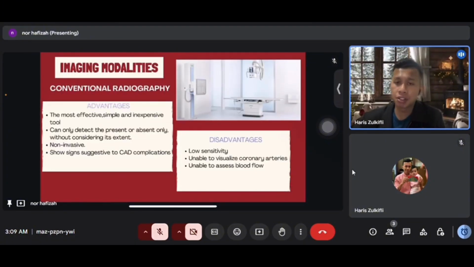For conventional radiography, the advantages are that it is the most effective, simple, and inexpensive tool. It can only detect presence or absence, without considering its extent. It is non-invasive and shows signs suggestive of CAD complication. For disadvantages, it has low sensitivity, is unable to visualize the coronary arteries, and is unable to assess the blood flow.